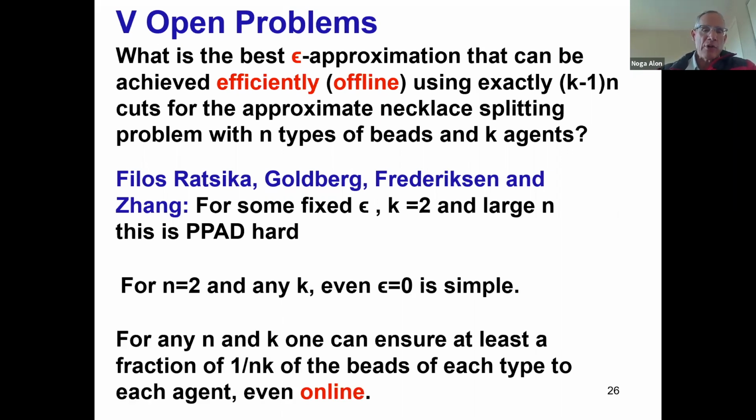And we also have a relatively simple argument that for every n and k, we can at least ensure a positive number of beads of each type to each agent, and in fact, even online with the right number of cuts, but this positive is very small. It's 1 over nk. It goes to 0 when the number of types goes to infinity.